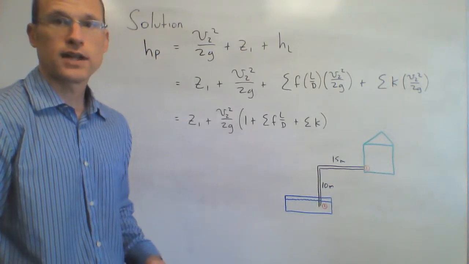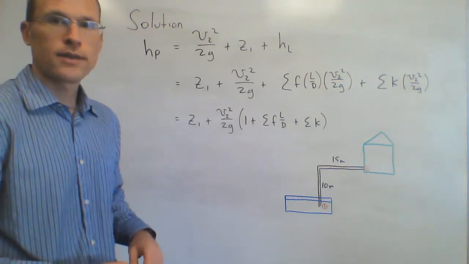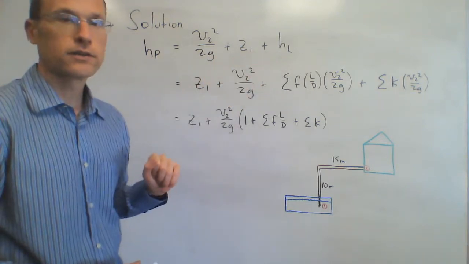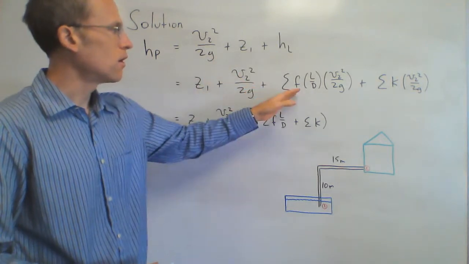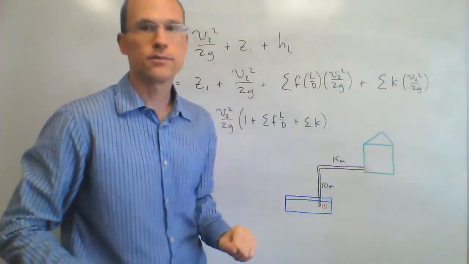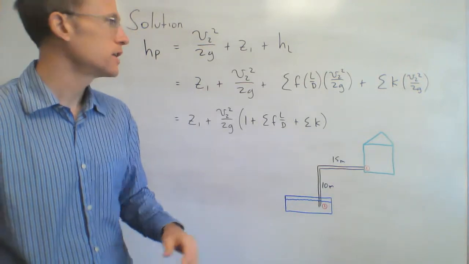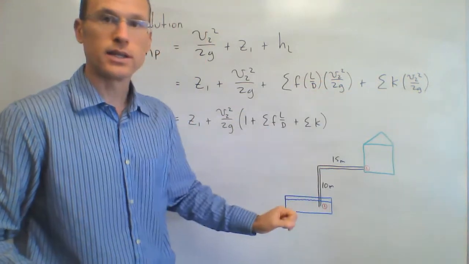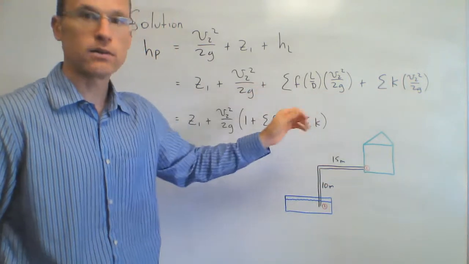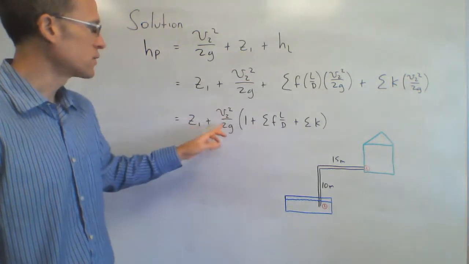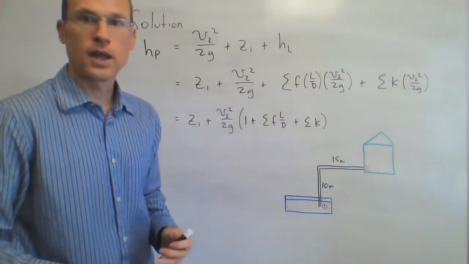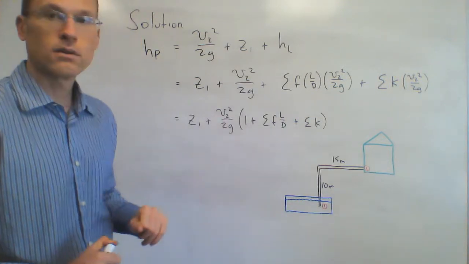So what I'm left with on the left-hand side is just my pump gain, HP. Then on the right-hand side, I have V2 squared over 2g, Z2, and my head loss. Head loss is all my major losses, f L over D, V2 squared over 2g, and all my minor losses, all my Ks, V2 squared over 2g. Again, these are both V2 because that's what is in the pipe, which means that I can basically take this V2 squared over 2g out. So I'm left with Z2, plus V2 squared over 2g times 1 plus sum of f L over D, plus sum of K.